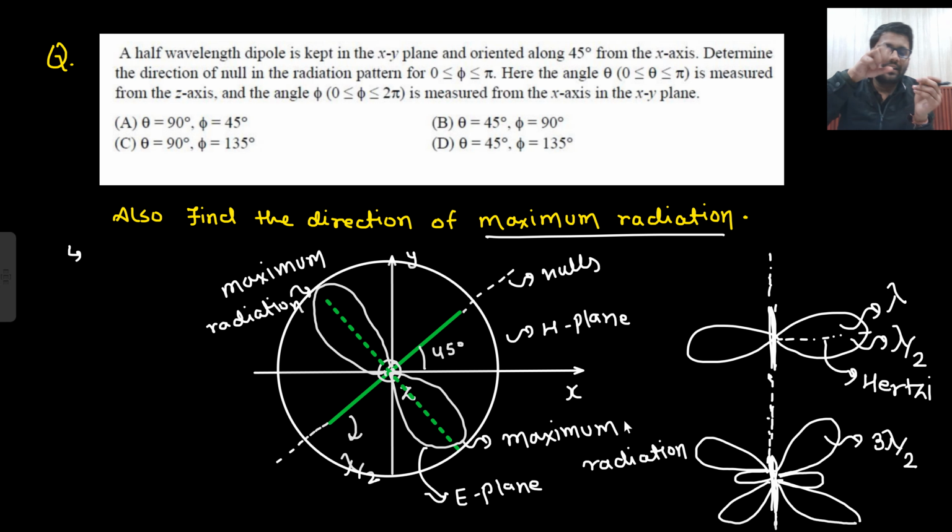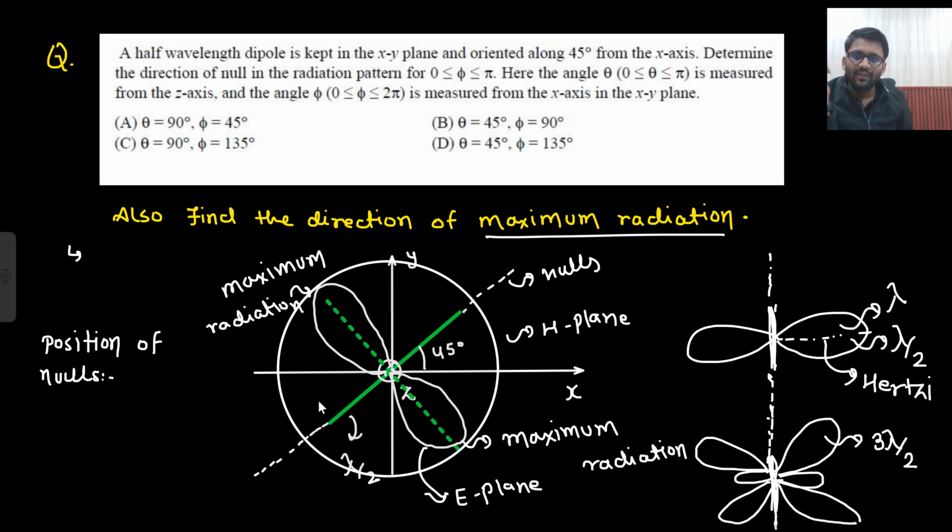And if the radius of the circle is getting decreased, that means the total radiation will be lesser. So on this plane you will get the maximum radiation. If they are asking the position of nulls, then no doubt you can say the position of nulls is at 45 degree. The position of nulls will be at theta equals 90 degree. At theta equals 90 degree, what will be the position of nulls? Making an angle of phi equals 45 degree.